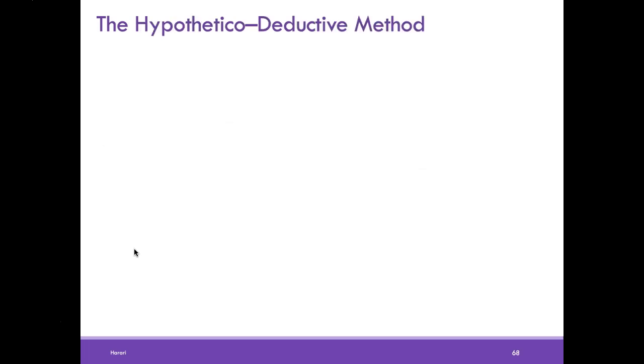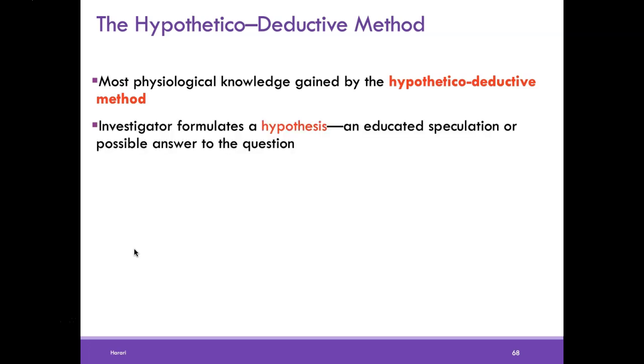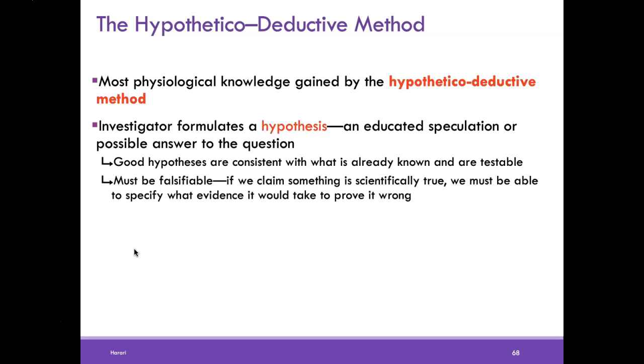The other method is called the hypothetico-deductive method, and that's how most physiological knowledge was obtained. This starts with a question. The investigator formulates a question and then comes up with a hypothesis, which is an educated speculation or a possible answer to the question. A good hypothesis is consistent with what is already known, and a good hypothesis must be testable. A good hypothesis must also be falsifiable, meaning it must be able to be disproven.